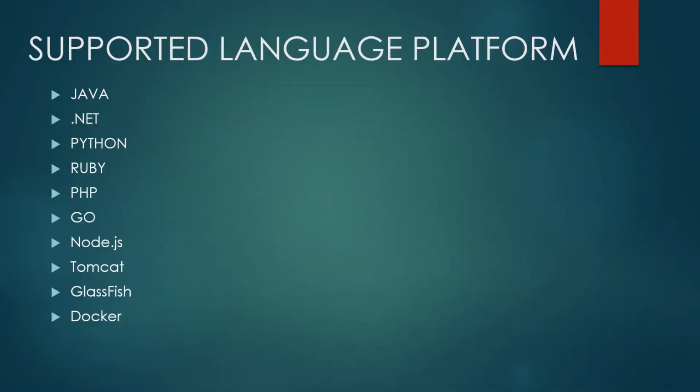So what are the supported language platforms? We have Java, .NET, Python, Ruby, PHP, Go, Node.js, Tomcat, Glassfish and Docker. These are all the languages that are supported by Elastic Beanstalk.